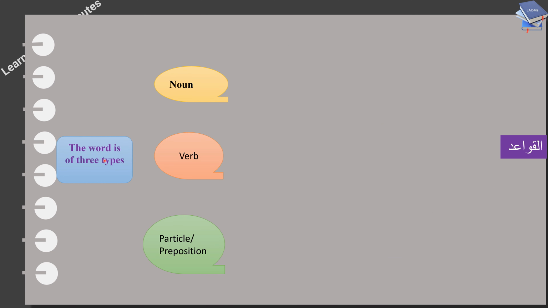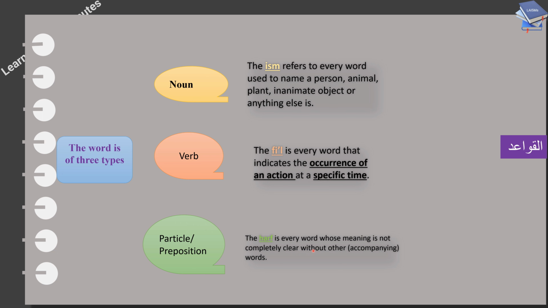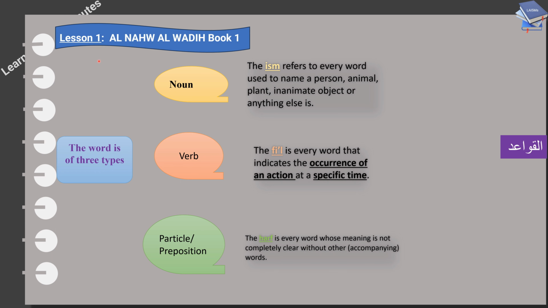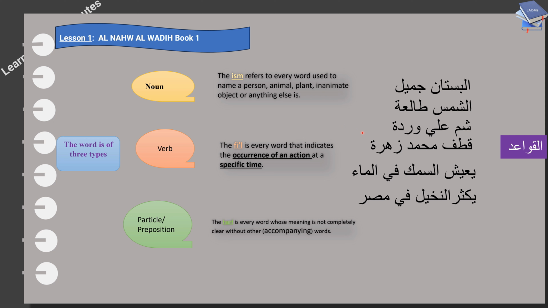So we said the word is of 3 types: noun, verb, particle. This is the definition of the noun. And this is the definition of the fi'l, the verb. And this is the definition of the particle. How about we apply these rules to the examples from our previous lesson, lesson 1, النحو الواضح. You should know the meaning of these words as we have covered this lesson before. So what I'll do is I'll just apply the rules that we've learned today.